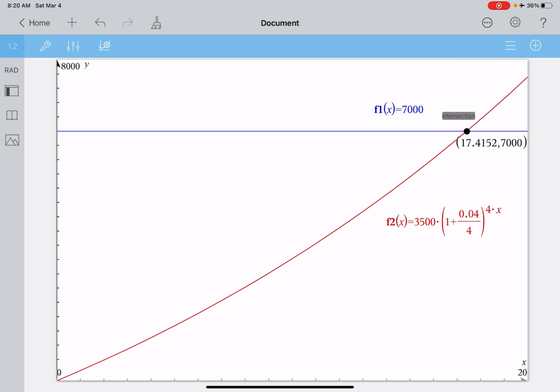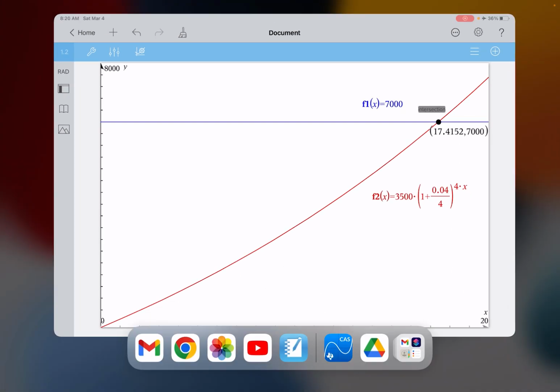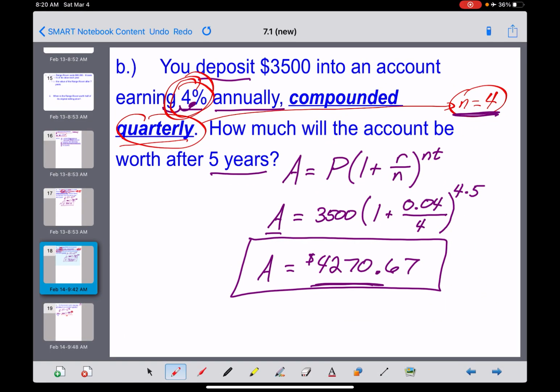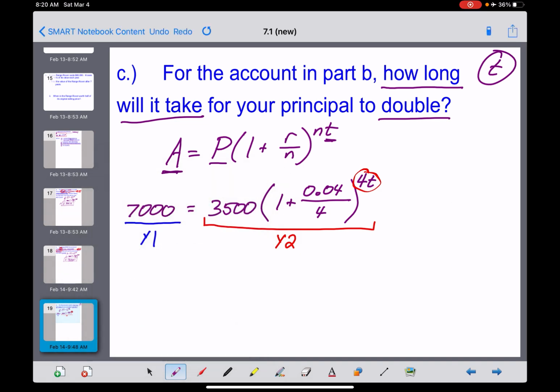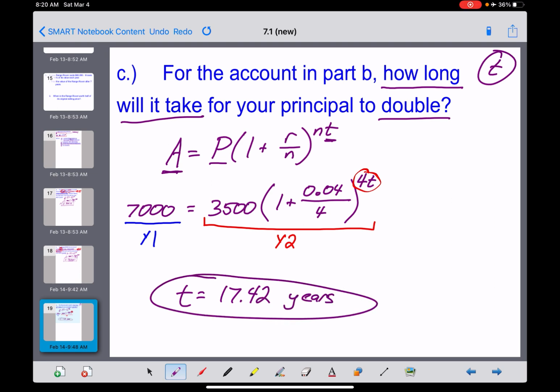We're interested in that x value, which is representing time. So, without any specific directions to the contrary, we're going to round to 2 decimal places. 17.42 is going to be our answer here to this problem, guys. So let's jot that down. T is equal to 17.42 years. So that takes a long time, guys, but for money to double at 4%, yeah, that seems pretty realistic.